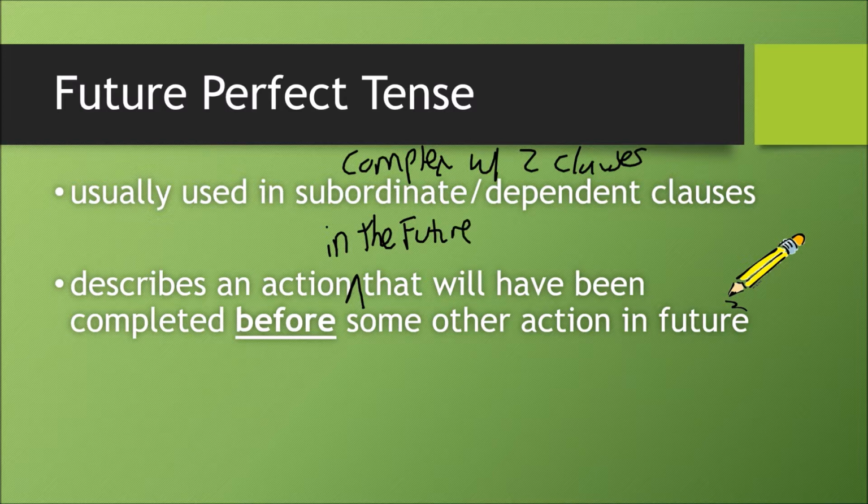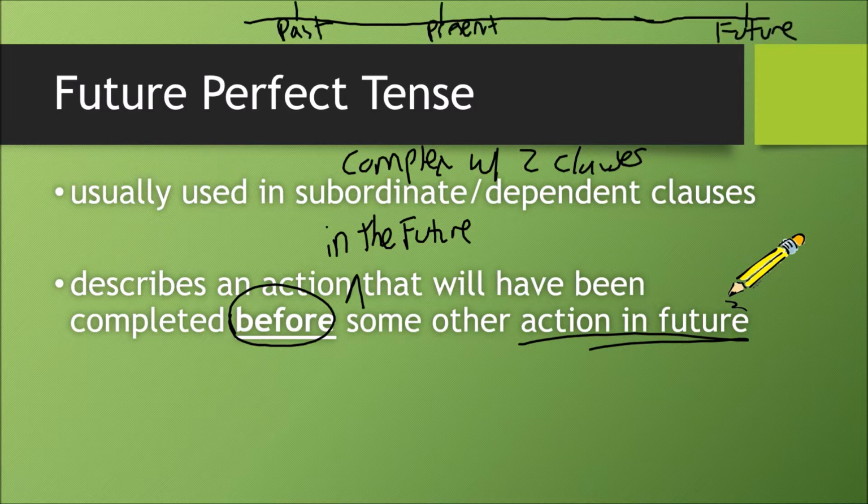But this is an action in the future that is completed, that will have been completed before some other action in the future. So let's get our timeline up on the board. And so what we're talking about when we talk about the present happens now versus the future it will happen in the future is the future perfect is at this in-between stage when it is still in the future time, but it happens before another future tense verb.